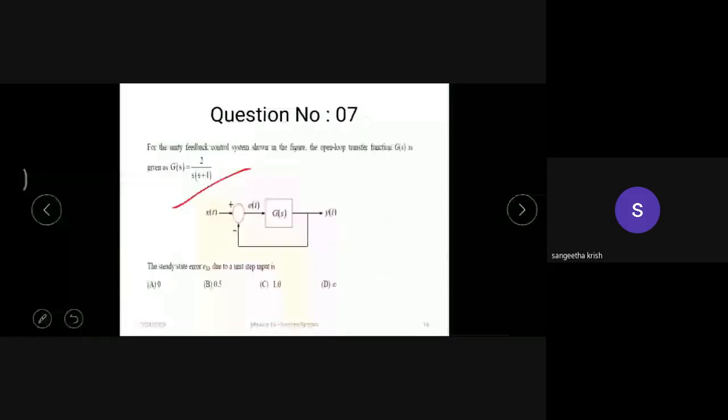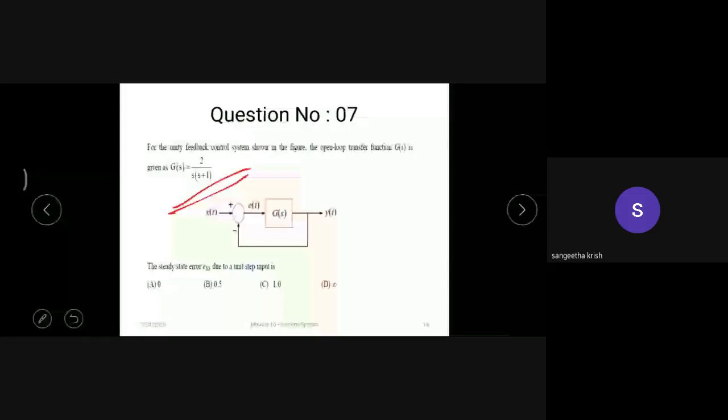Now consider this open loop and find the type. Okay, here the type is 1. I think we all know how to find it. Type is nothing but how many poles are lying at the origin. If I look into the given G(s), that is 2 divided by s(s plus 1), only one pole is lying at the origin, and another pole is at s equal to minus 1. So the type of the system is 1.